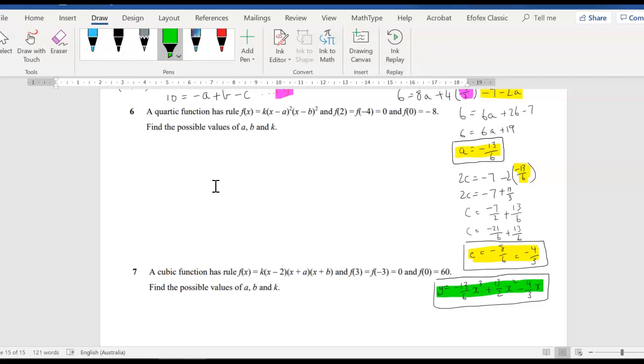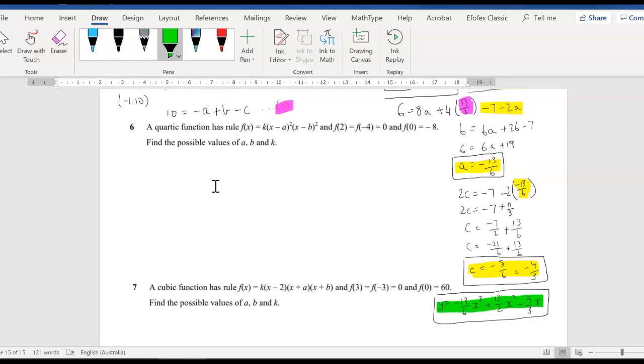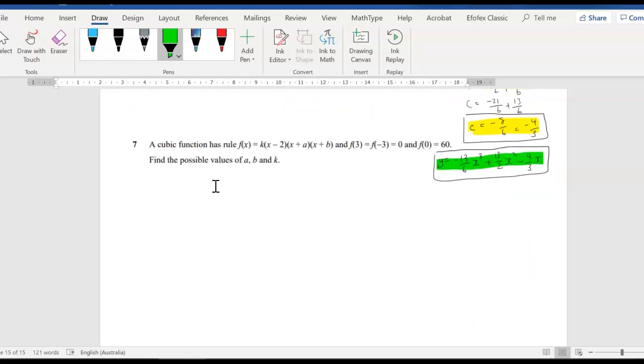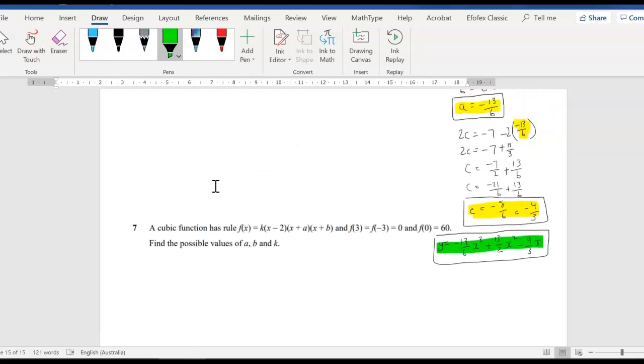For a question like this, as long as you can solve simultaneous equations, the hardest part is those fractions. If you can deal with fractions and just take your time, and use your brackets with your negatives, you should be okay. Moving on to question 6. How many questions have we got? Just question 6 and 7.